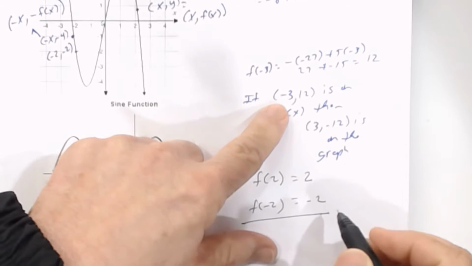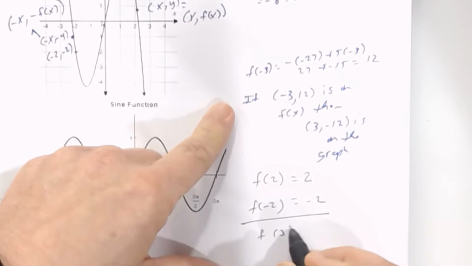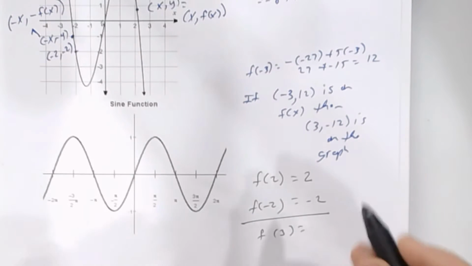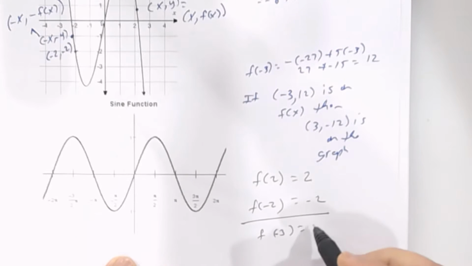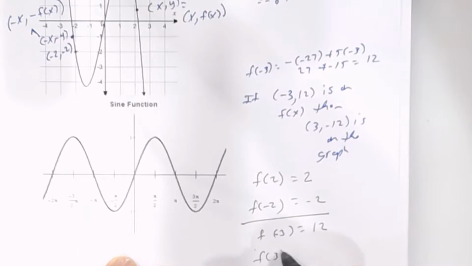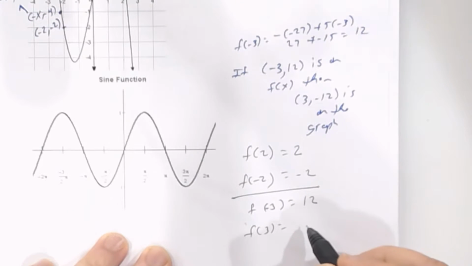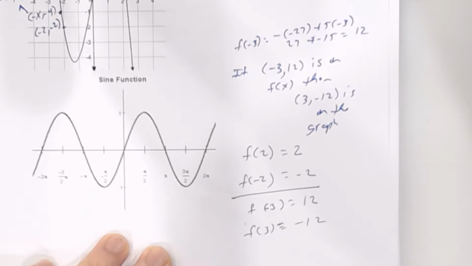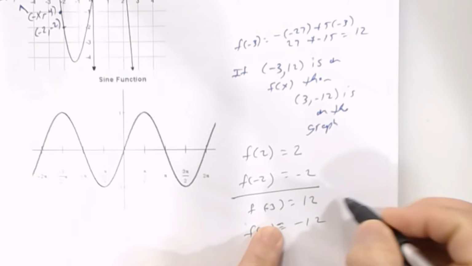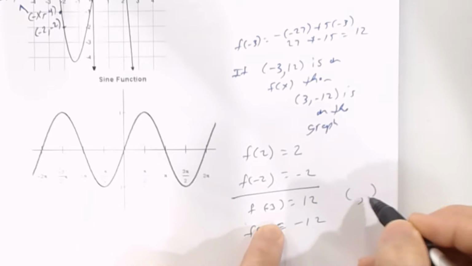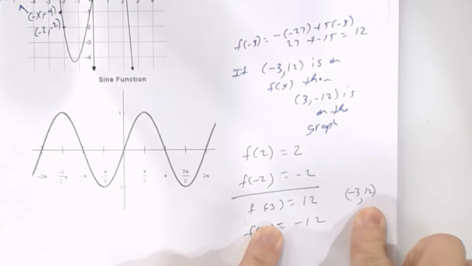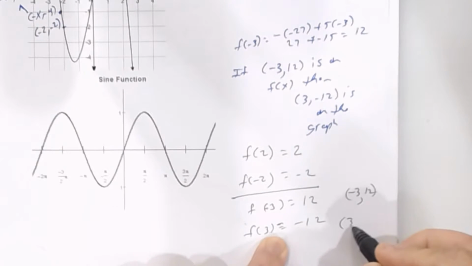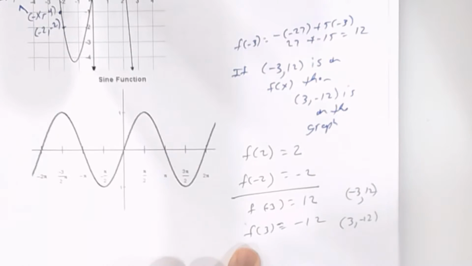We found another one. It was negative 3. Let's do this. f of negative 3 we found to be what? 12? Y'all agree? Then f of 3 better equal what? Negative 12. Because remember, f of negative 3 equals 12 means what point? Negative 3, 12. So if it's an odd function and the point negative 3, 12 is on the graph, then what other point needs to be on the graph? 3, negative 12, which is what this is.